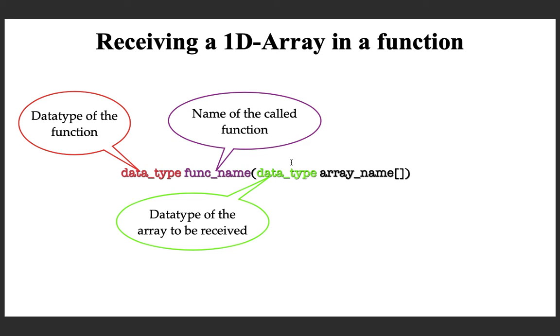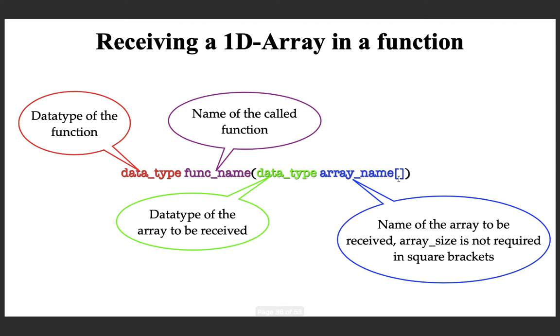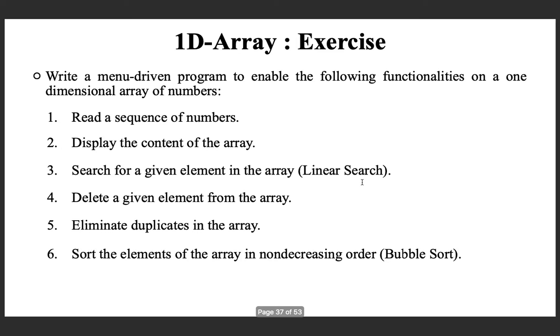As usual, it is the data type of the formal argument followed by the array name, and note that when you declare a formal argument as an array to receive the address of an array, you don't have to specify the size of the single dimensional array. So that is an important thing. This is how you declare a formal argument for receiving an array, and the address is passed and received like this.